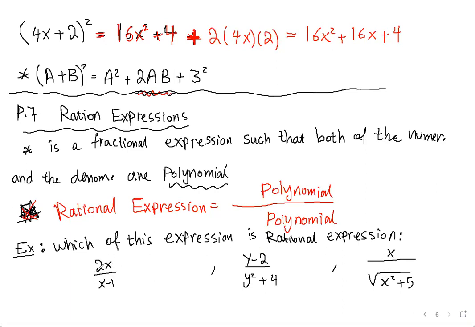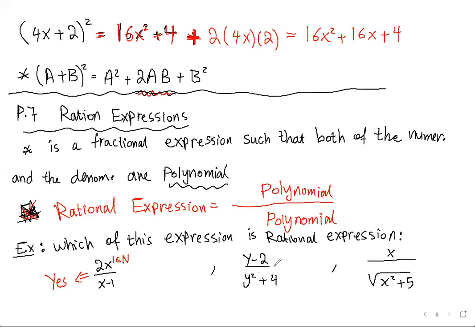The first one is a rational expression, and why? In a different way, is this polynomial over polynomial? Is 2x a polynomial? Yes, it is a polynomial. Why? Because last time I said 2x has exponent 1, and the 1 belongs to the natural numbers or 0. So 2x is a polynomial. What about x minus 1, is it a polynomial? Yes. Because the variable x has exponent 1. So polynomial over polynomial. So this is a rational expression.